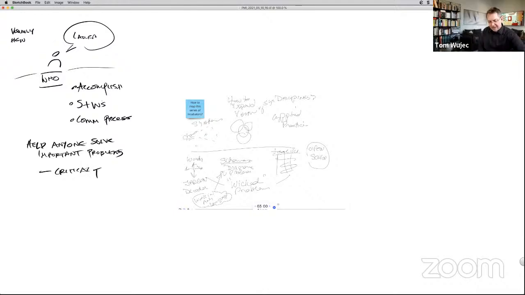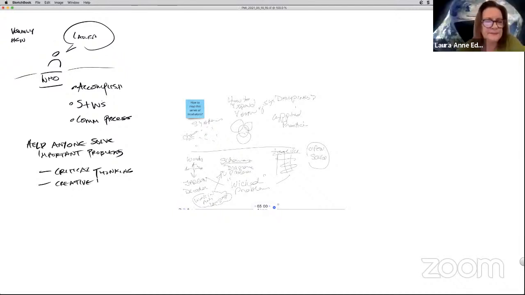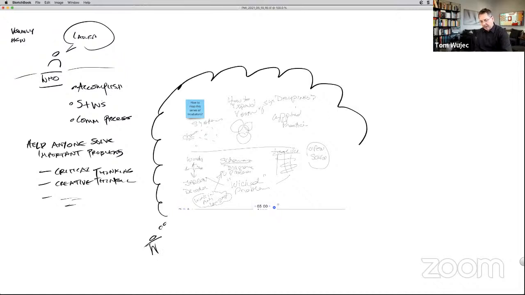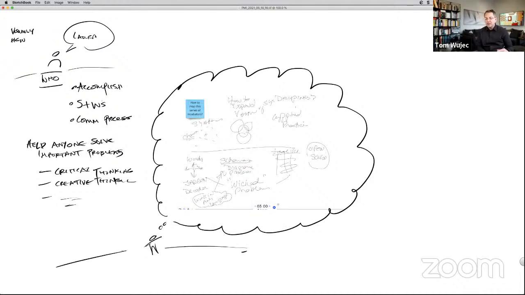I might add to that. Does it help with critical thinking? Absolutely. Does it also help with creative thinking? Perhaps. So again, what you're doing and so on. Are there other types of thinking as well? So the purpose of this particular diagram here is to make your thinking visible.